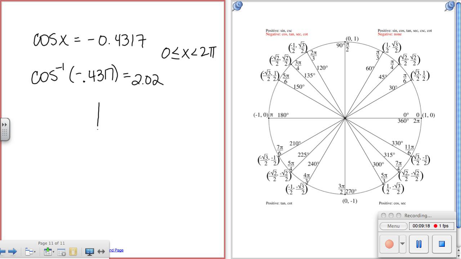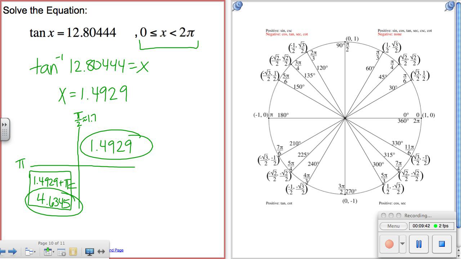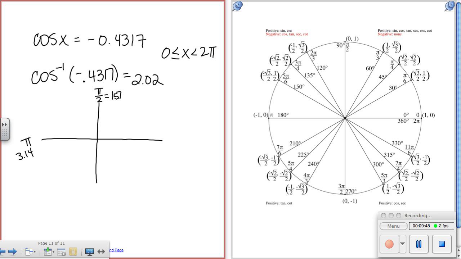The thing we need to think about is where is that answer located? Now remember, this is pi. This is about 3.14. This is half of pi, about 1.57. And I made that same mistake back here. This should be 1.57. I want to know where 2.02 is in relation to those. And you'll notice 2.02 is here in quadrant 2. And that makes sense because cosine is negative in quadrant 2.